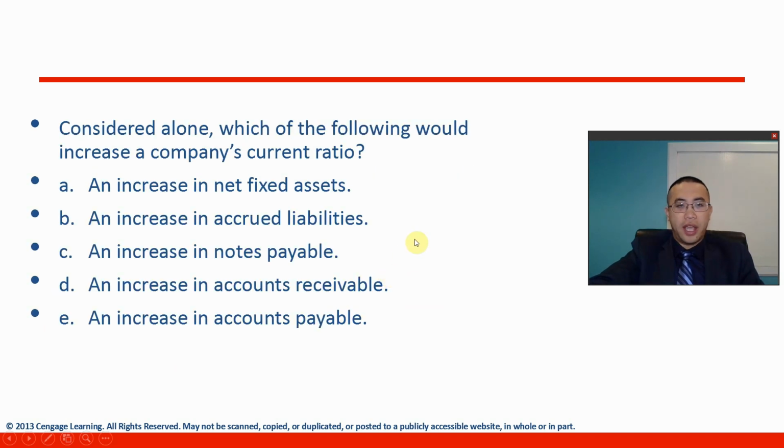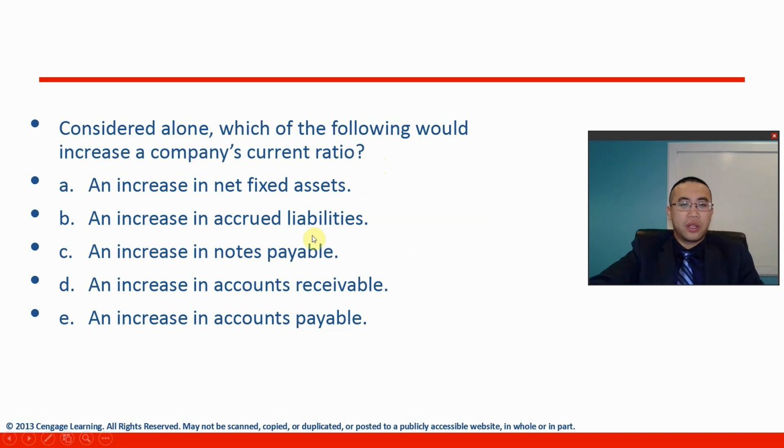So here is an exercise I want you guys to do. Consider which of the following would increase a company's current ratio. A, an increase in net fixed assets. Well, net fixed assets is about long-term assets. It has nothing to do with current assets or current liabilities. So A is not correct.